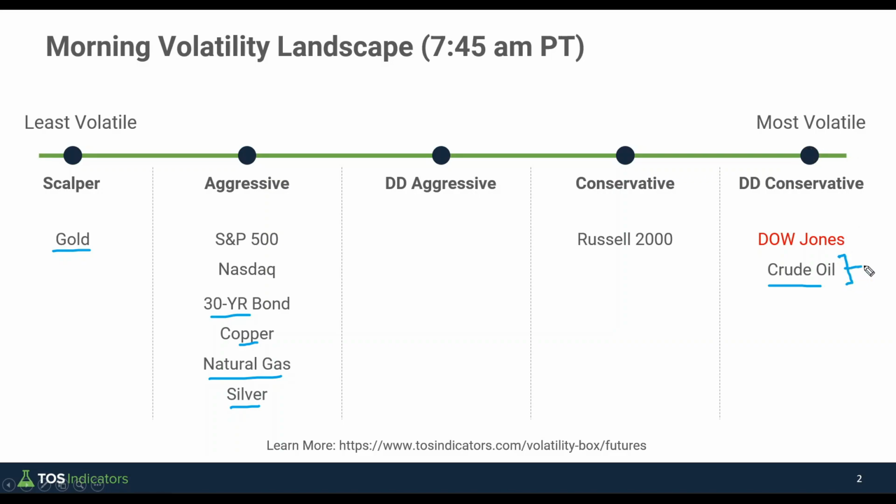And it still was respecting the models, meaning that there were opportunities for trade. It was tradable, unlike the Dow, which had broken outside of it. So that was the difference between crude and the Dow. In today's video, what we're going to do is try and contrast what the aggressive and the conservative volatility box models look like. And I'm going to focus on the S&P 500 and the Russell to help me do so.